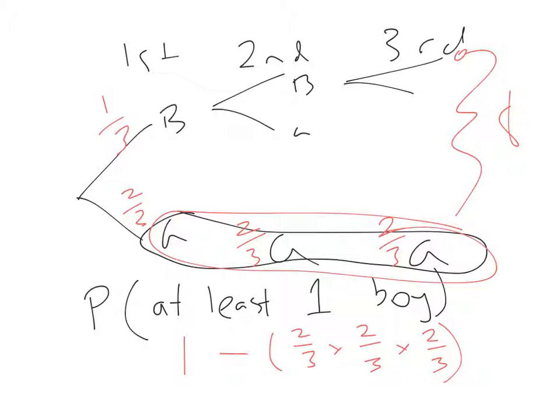Whereas that last one's a bit different because it's got 3 outcomes. So you do have to work out each one and then multiply along the branches and add the different branches that you want together.